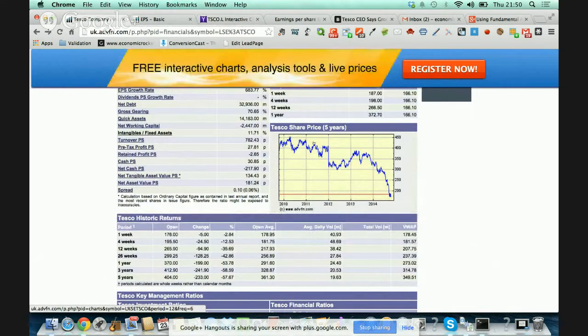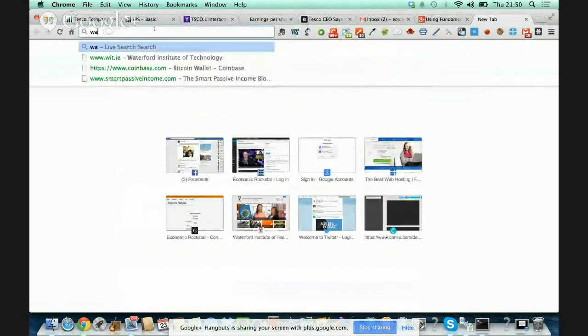I'm just wondering when Warren Buffett bought into it. Was it here? Was that the Warren Buffett sell-off? I can't remember when Warren Buffett actually sold off.